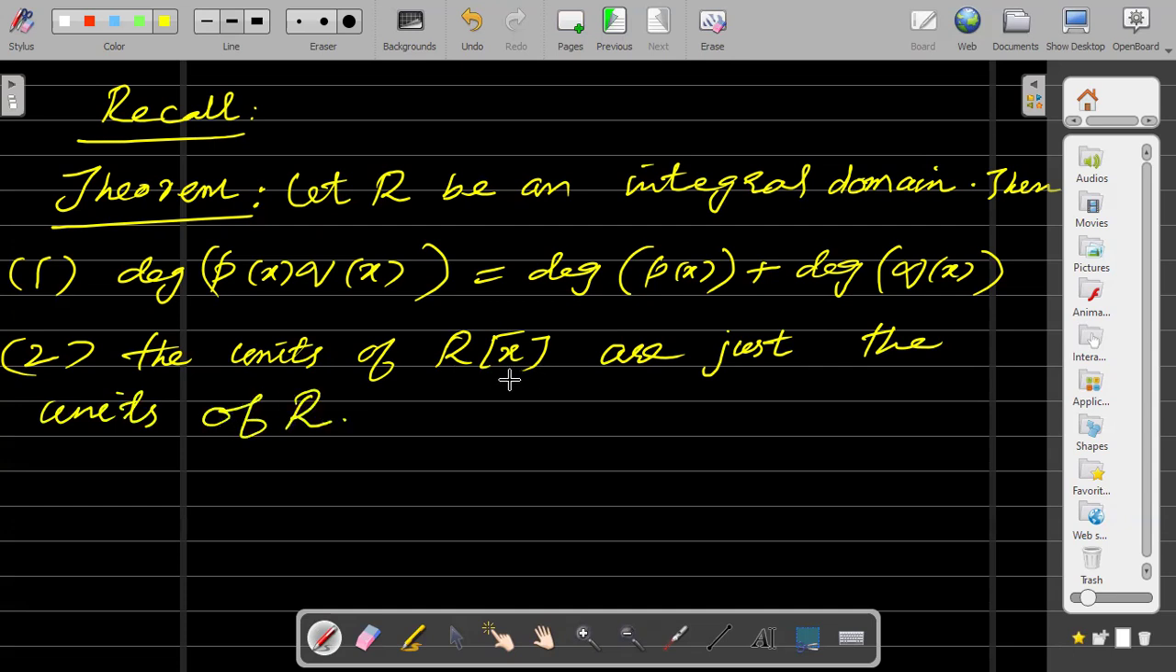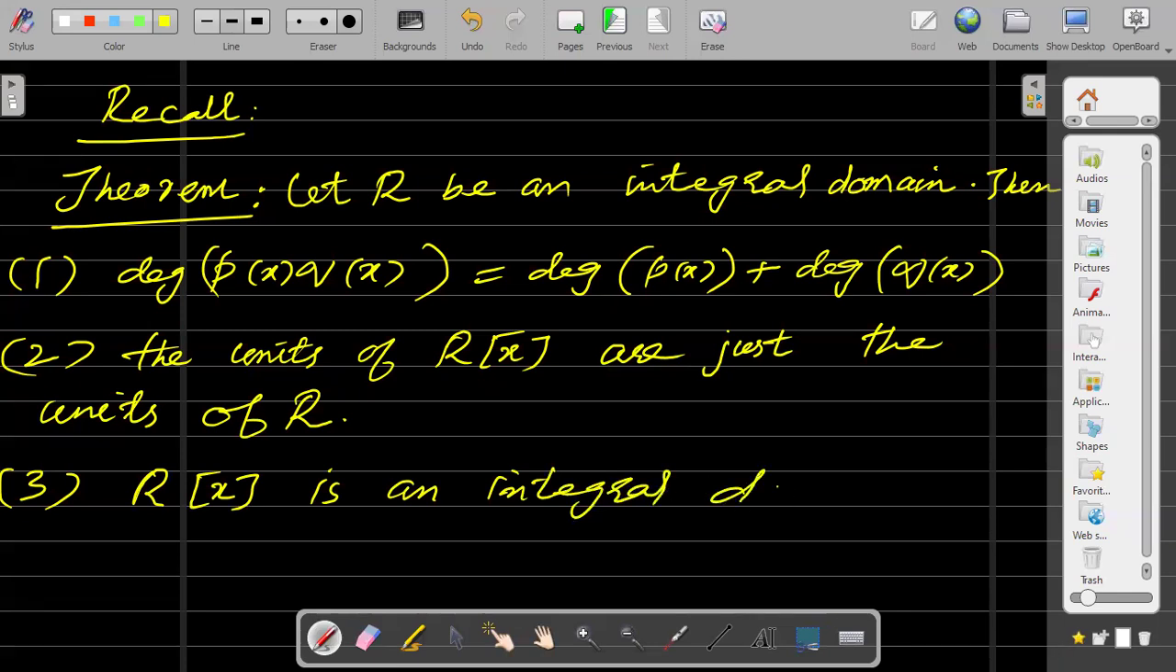मतलब अगर R[x] का कोई एलिमेंट यूनिट होगा तो दैट मस्ट बी अ कांस्टेंट पॉलीनोमियल और कैन से दैट मस्ट बी द एलिमेंट ऑफ R, the unit of R[x]. So this also already done. And the third one is R[x] is an integral domain. R[x], the ring of polynomials, is an integral domain. And you know the field of quotients of R[x] is the set of rational functions, the elements of the form p(x) by q(x), where p(x) and q(x) are polynomials with q(x) not equal to 0.